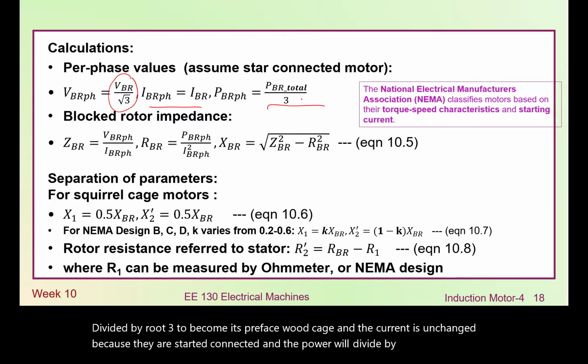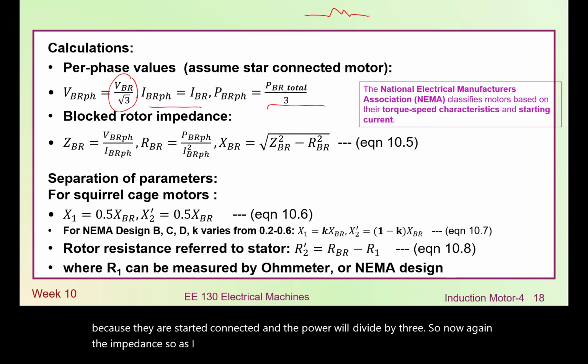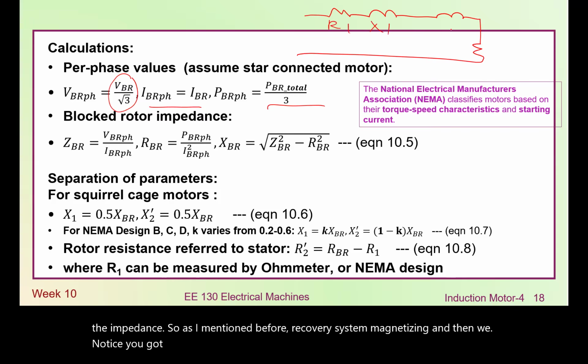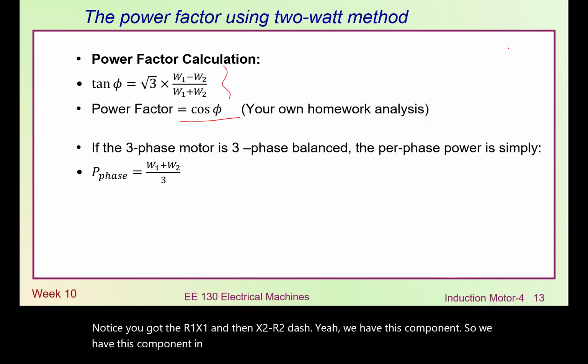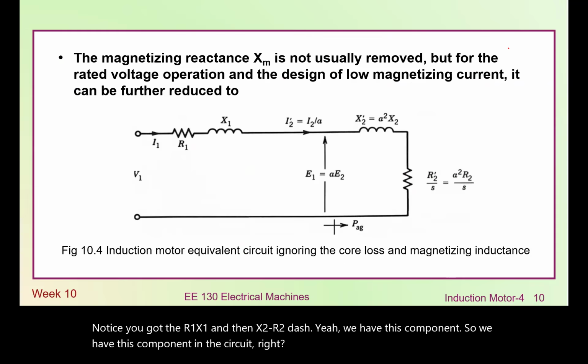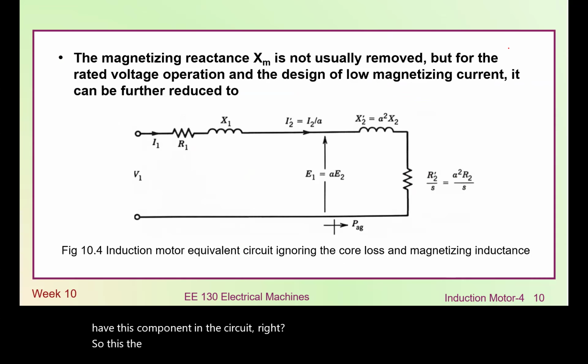So now again, the impedance. As I mentioned before, we have the magnetizing resistance, and then we have R1, X1, and then X2 dash, R2 dash. We have these components in the equivalent circuit, right? So this is the circuit we now use for the locked rotor test.